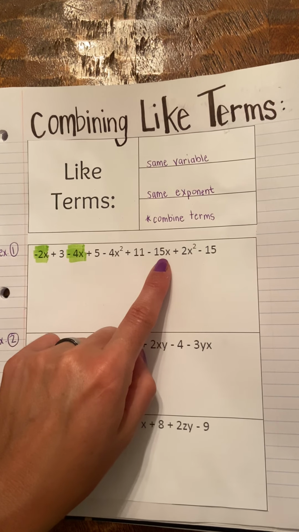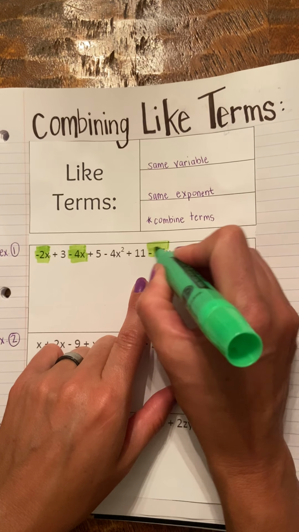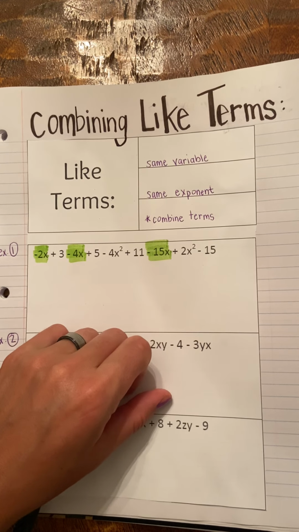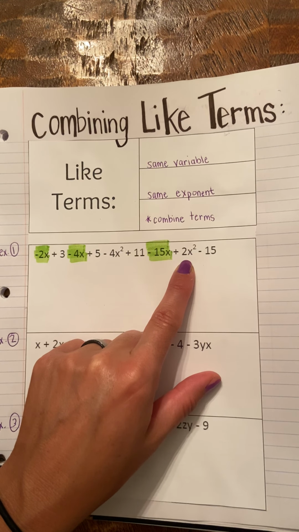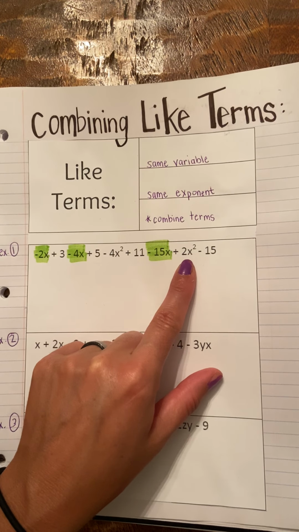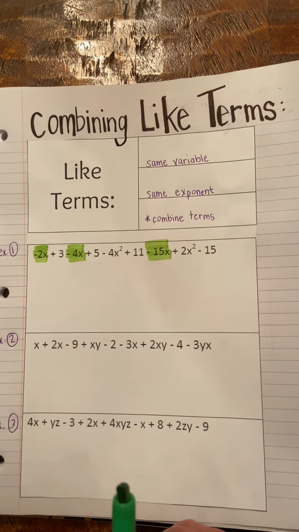11, there's a 15x. That is the same as the other 2 green. And then we have 2x squared. That is not the same as the green terms. And then we have negative 15. So we are done with our first highlighter.